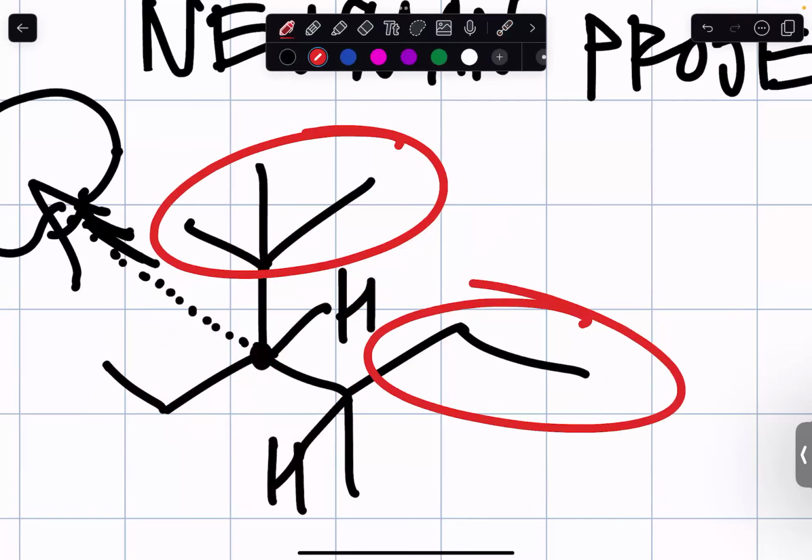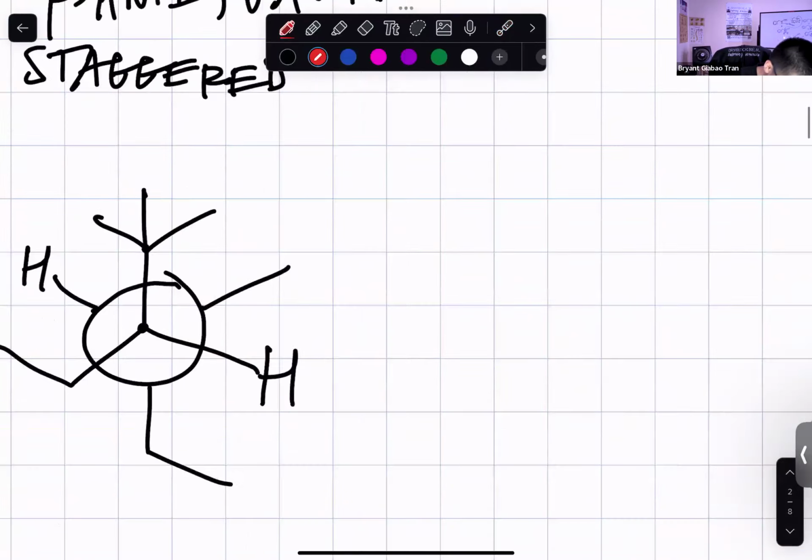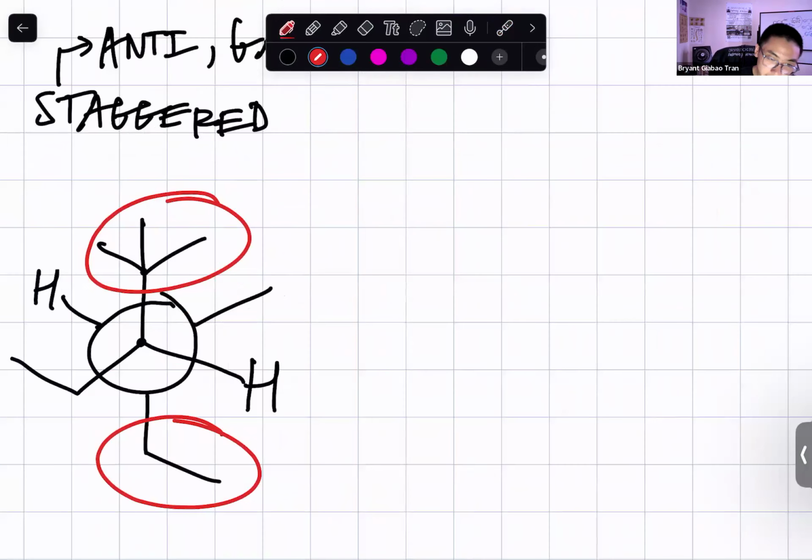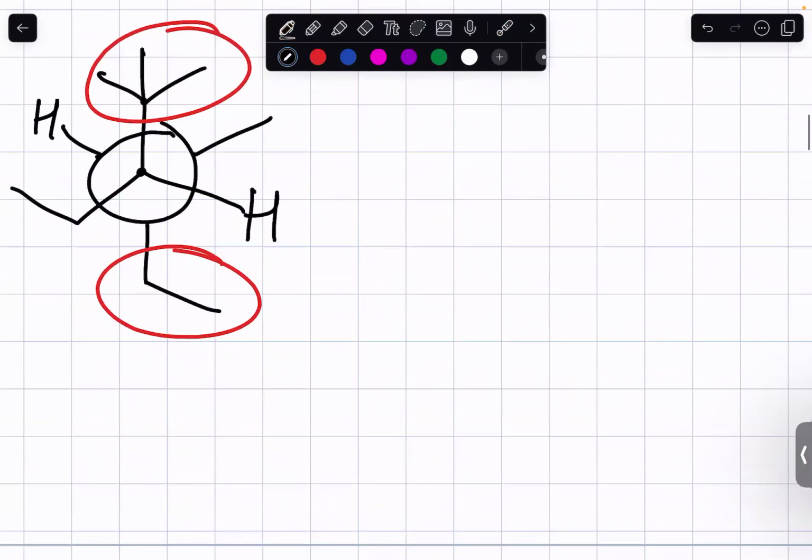Okay, so if we go down here and I circle the bulky group of the first carbon and the bulky group of the back carbon, notice how they are anti to each other, 180 degrees apart from each other. This is what we call an anti-conformation.